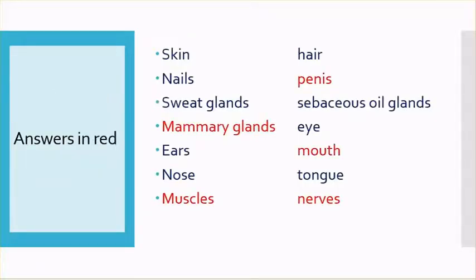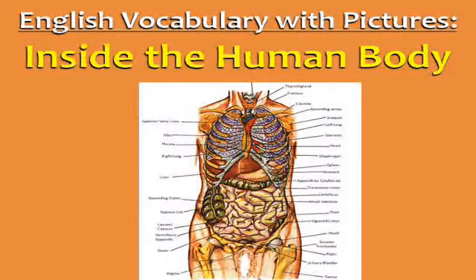The answers are in red. The penis, mammary glands, mouth, muscles, and nerves do not belong to the sensory system. English vocabulary with pictures inside the human body.